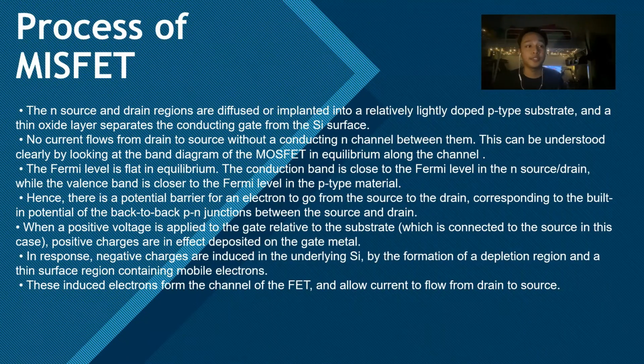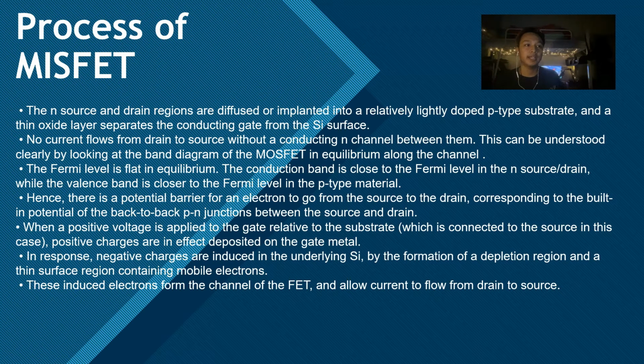This is the process of MOSFET. The N+ source and drain regions are diffused or implanted into a relatively lightly doped P-type substrate, and a thin oxide layer separates the conducting gate from the Si surface. No current flows from drain to source without a conducting N channel between them.